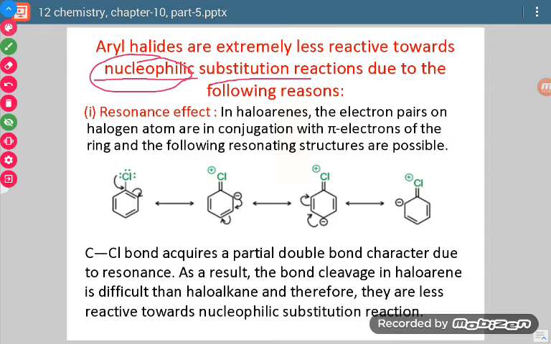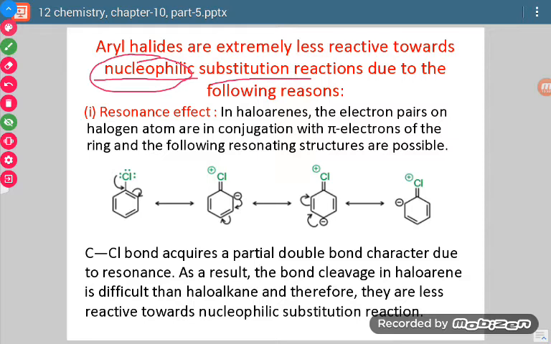So why is it so? There are a few reasons. The first reason is resonance effect. This question is also asked like this: haloarenes are less reactive than haloalkanes. Why? Because haloarenes are more stable than haloalkanes. That is why they are less reactive. Now why are they so stable? So the very first reason is the resonance effect.